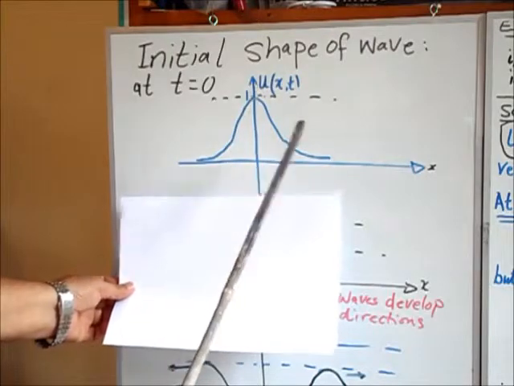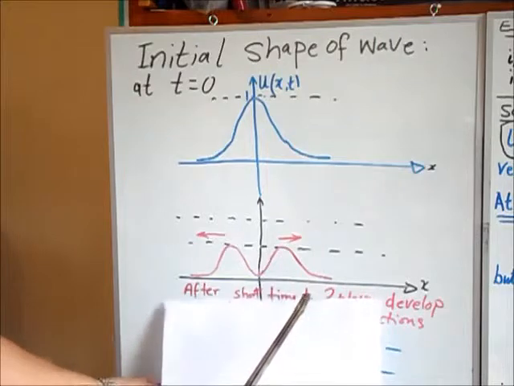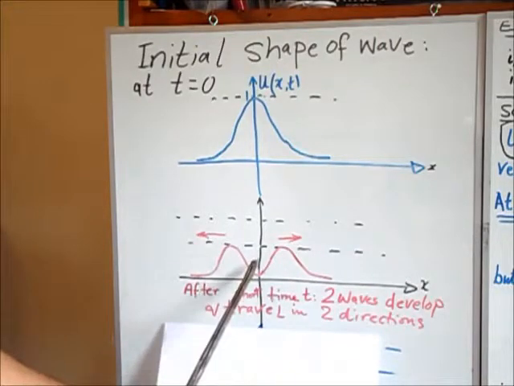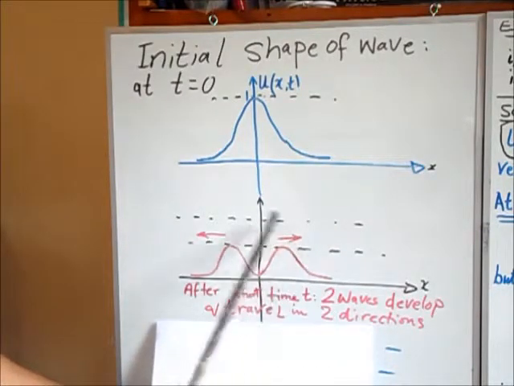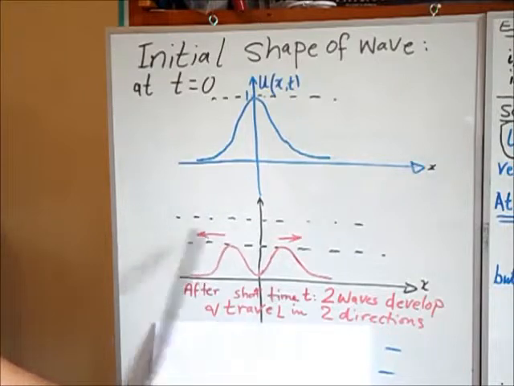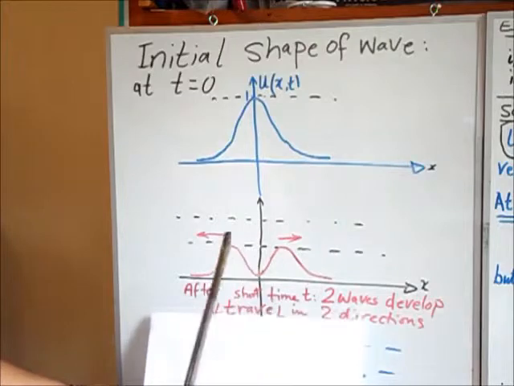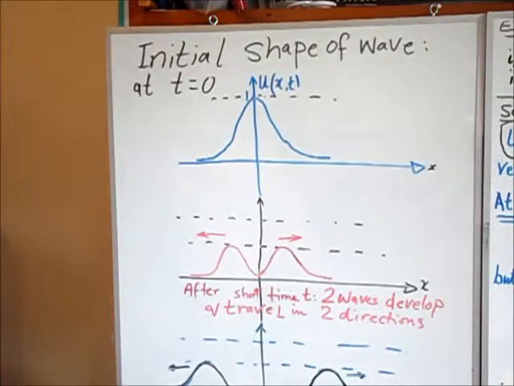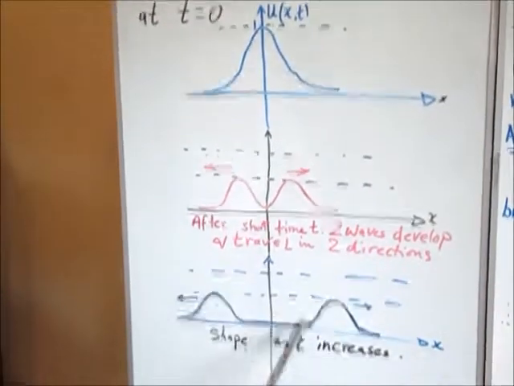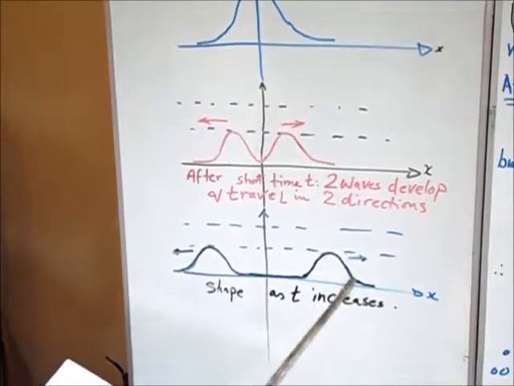Now, after some short time, the shape will be like this. So the wave has split into two smaller waves, and each one travels in different directions. As we can see, this is based on the equation that we found before for this function. And as t increases further, this wave keeps moving to the right and to the left.